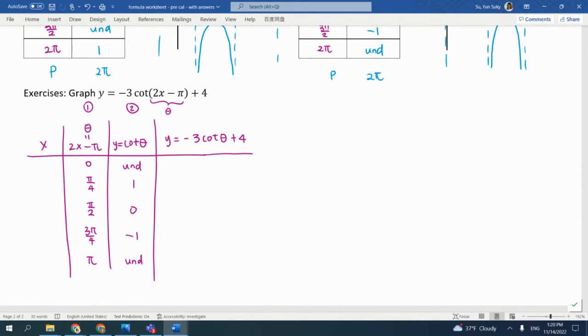Okay, so all those trig functions help you to figure out these two columns. Okay, the first step, figure out the theta. Second step, look at those trig functions, figure out the cotangent theta. And then step 3, figure out the x. So theta equals 2x minus pi. You want to solve for x. How do you solve for x? We add pi and then divide by 2.